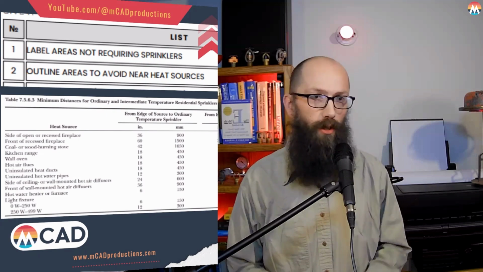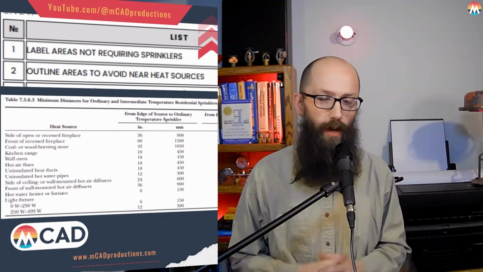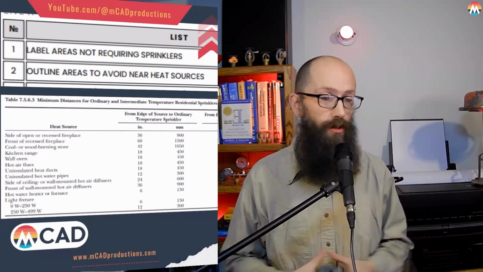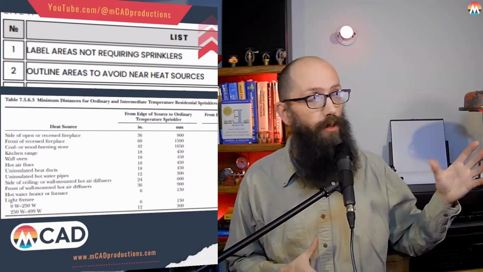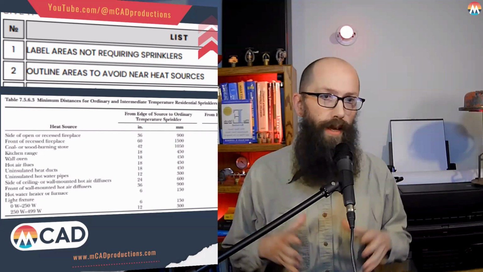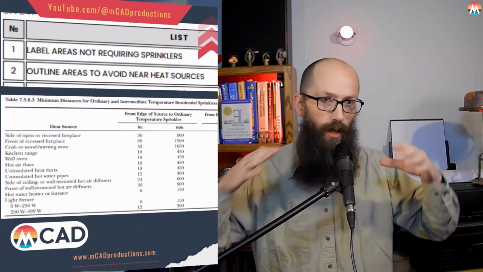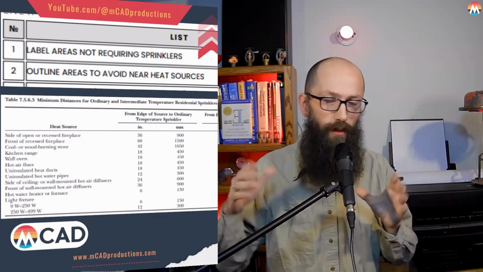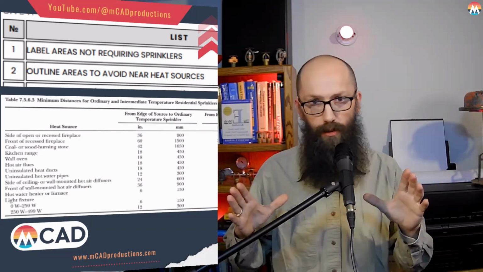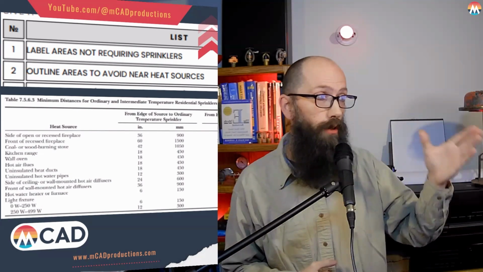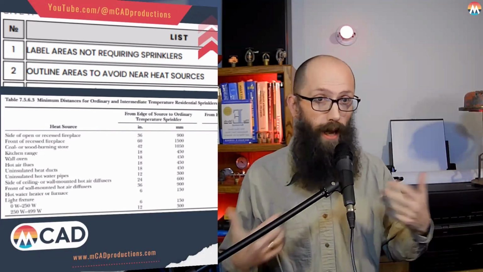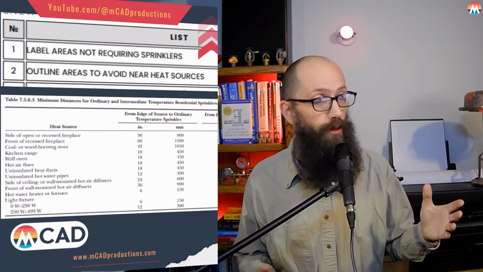So that video we were talking about specifically rooms that don't have sprinklers in them. This next one, outlining areas to avoid near heat sources, is more specific to areas around an item, but it's not the entire room. Like we need to have a sprinkler in there, but we don't want to be too close to this. And the reason for all of these items on this list is that they're hot. And so we don't want to have an accidental activation of our sprinkler.